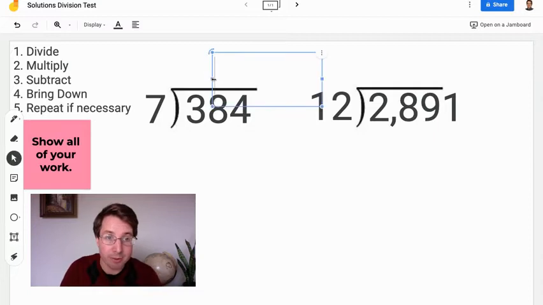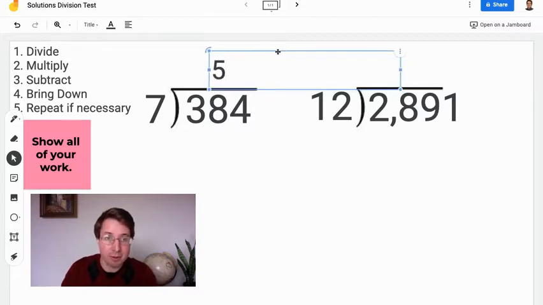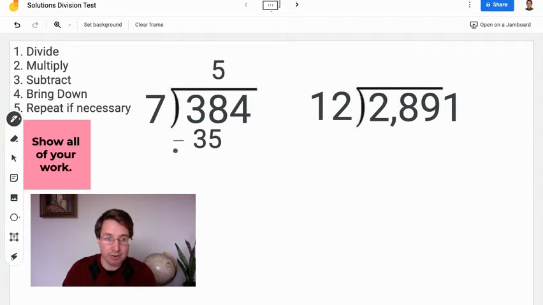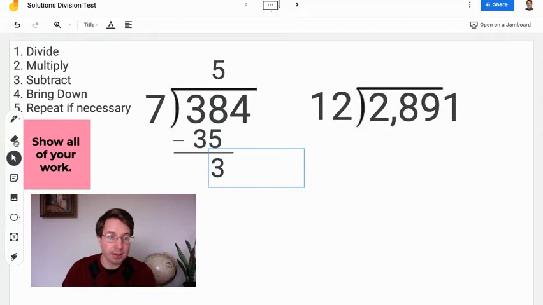We always put the 5 right above the place value we're multiplying into. 7 times 5 is 35. Now let's go ahead and do our subtraction to see if there's any left over. So 38 minus 35 is 3. So we do have 3 that we have not divided yet. Let's bring down our 4. And now the 3 will be a 34.